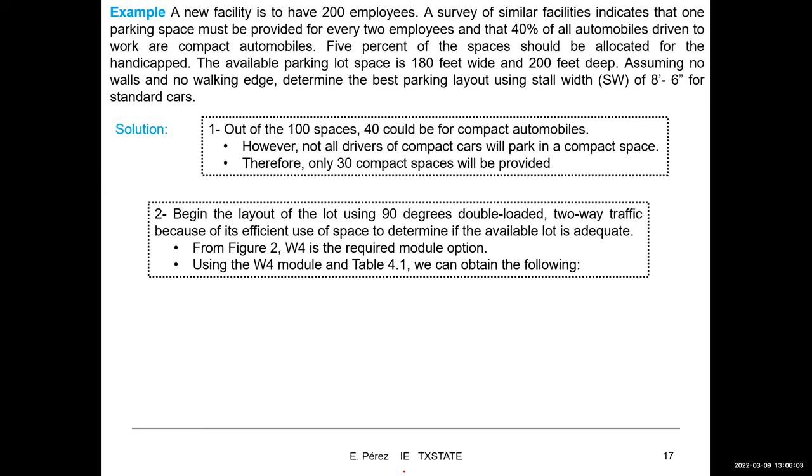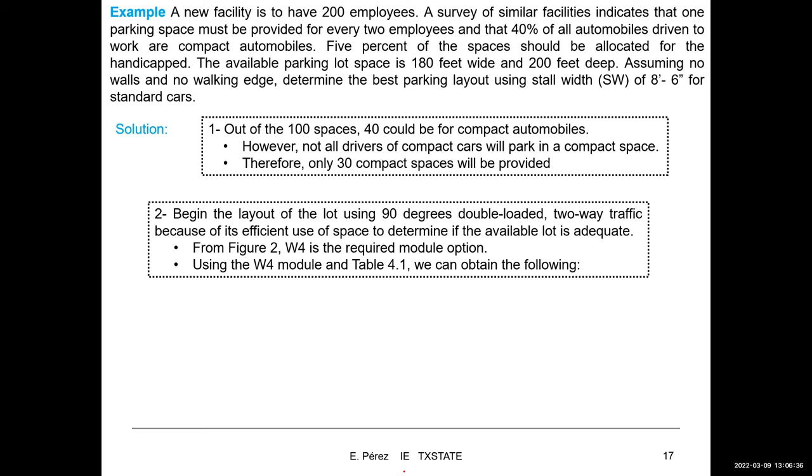So out of the 100 spaces, 40 should be for compact cars. However, not all drivers of compact cars will park in a compact space. So that's the other thing. Like you see here in the university, there are some spaces in some of the parking garages that are designed for compact cars, but then you will see compact cars parking on the other spaces. So we cannot control that. So not all drivers of compact cars will park in the compact space.